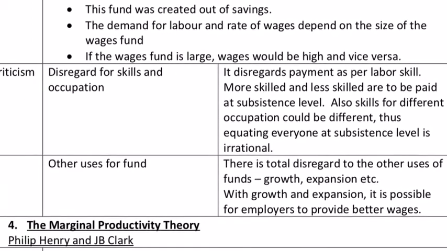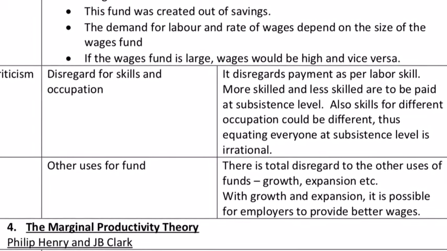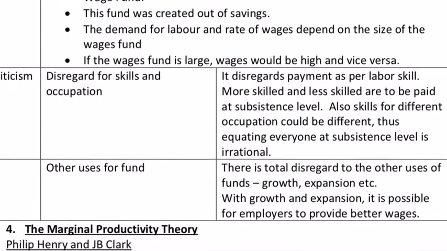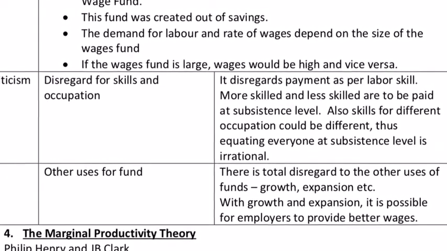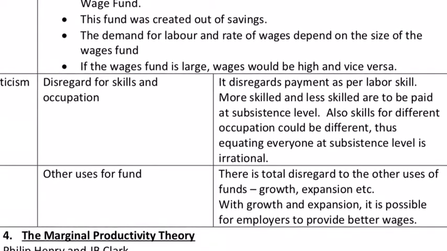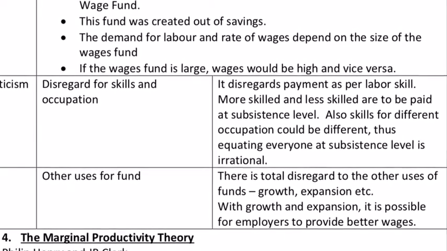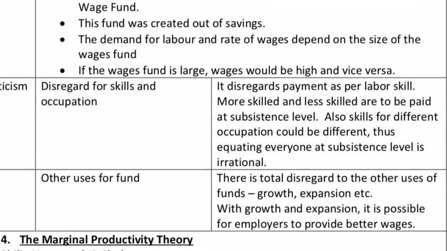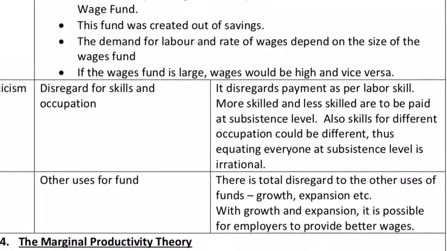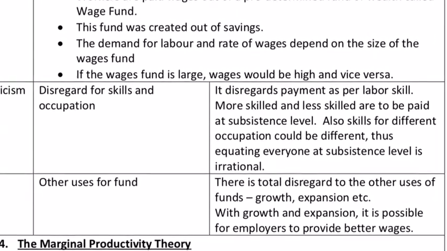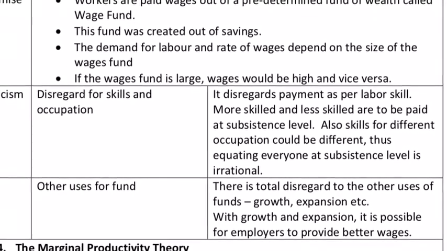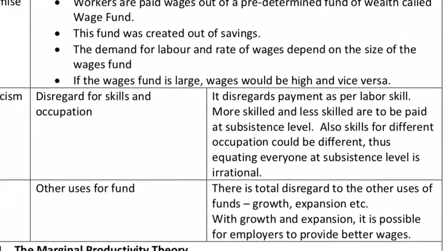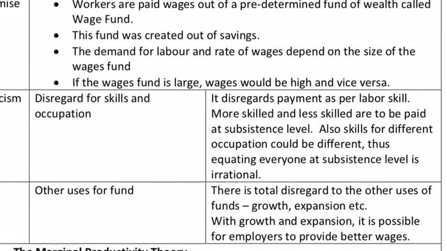The next theory is proposed by Philip Henry and J.B. Clark, and it's called the marginal productivity theory. As per this theory, wages are determined based on the production contribution of the last worker. So each worker will get paid based on his or her contribution. So this is based on a lot of unrealistic assumptions like perfect competition, constant technology, and so on.